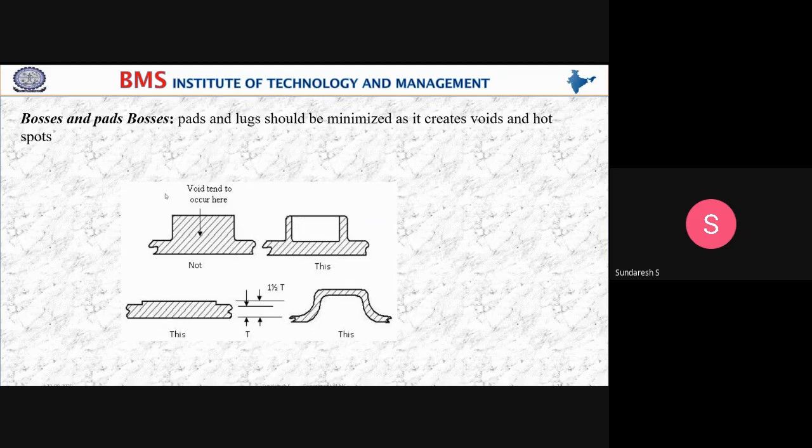Next, bosses and pads. Bosses, pads and lugs should be minimized as they create voids and pores. So make it like this or this. When you have pads, it is better to avoid this kind of thing. Better use lugs or pads like this. You should have this kind of geometry, because the pads are going to create voids and hotspots.